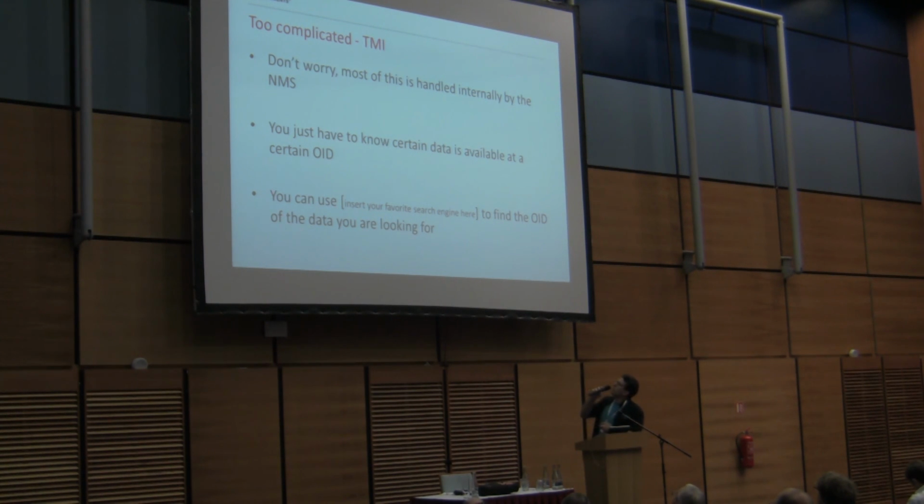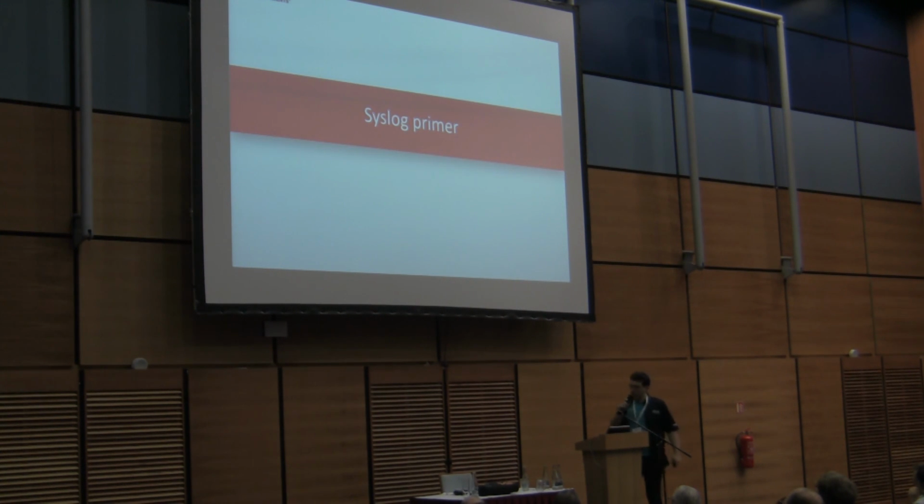So you just have to know, again, if you take nothing else from this part of the presentation, just know that certain data is available at a certain OID. And you can insert your favorite search engine here to find the OID of the data you are looking for. So just type your question into whatever search engine, like OID for disk usage, and it will come up with an OID you can use.